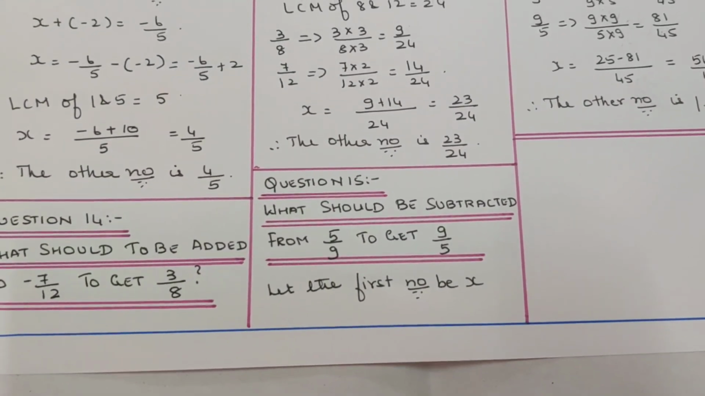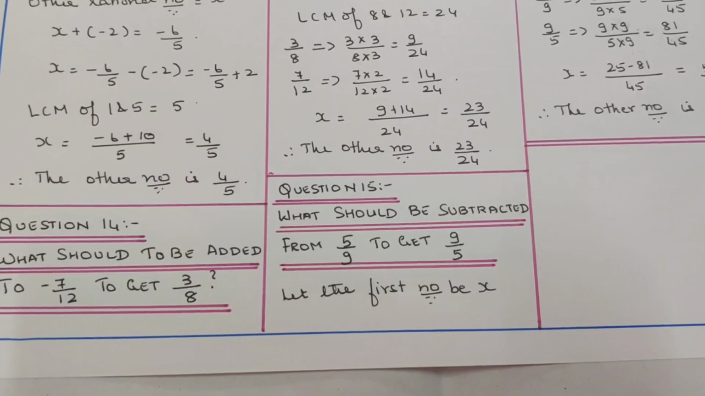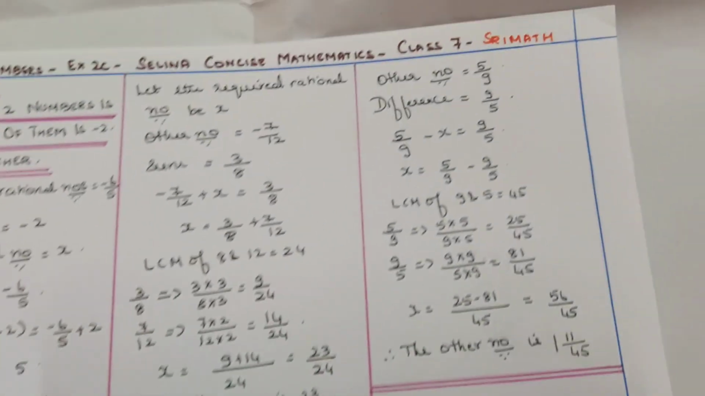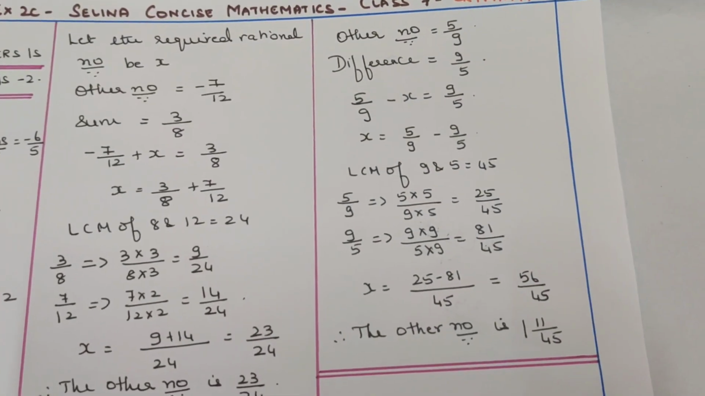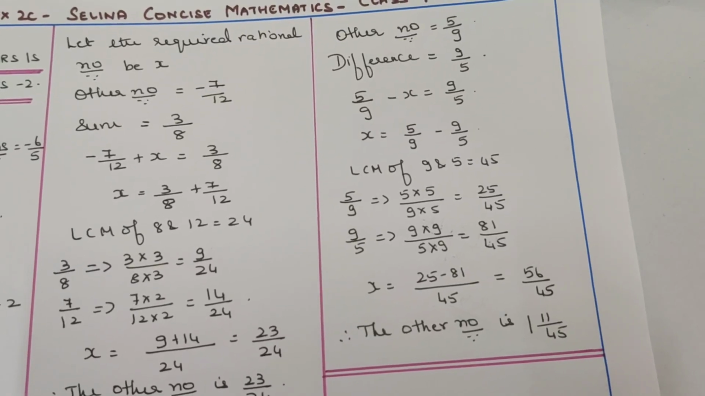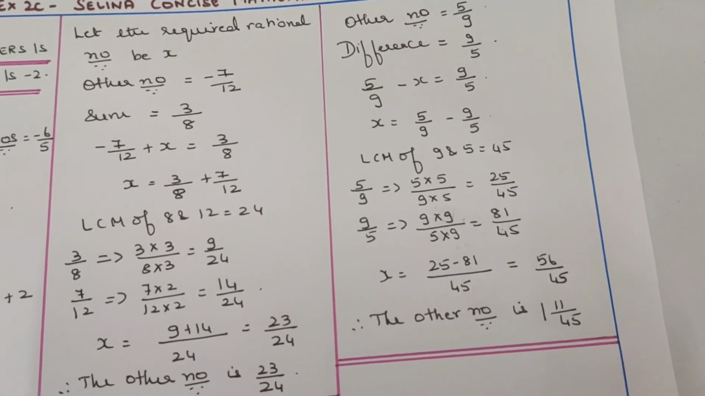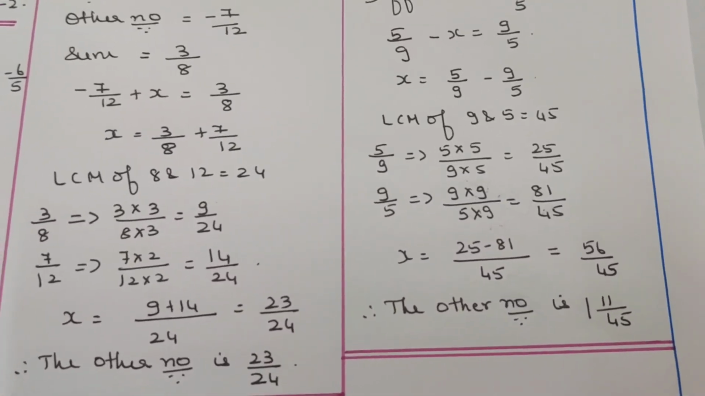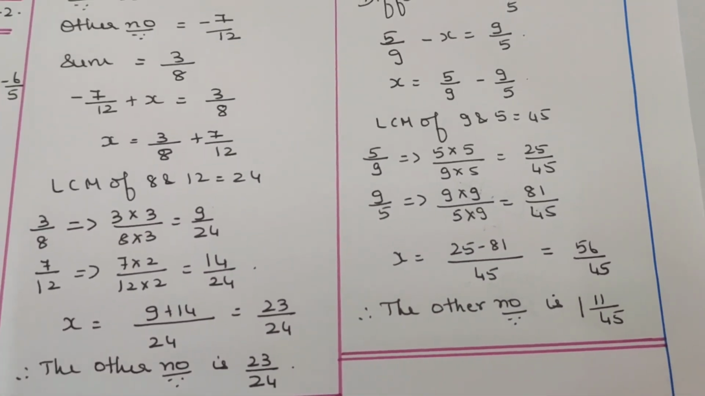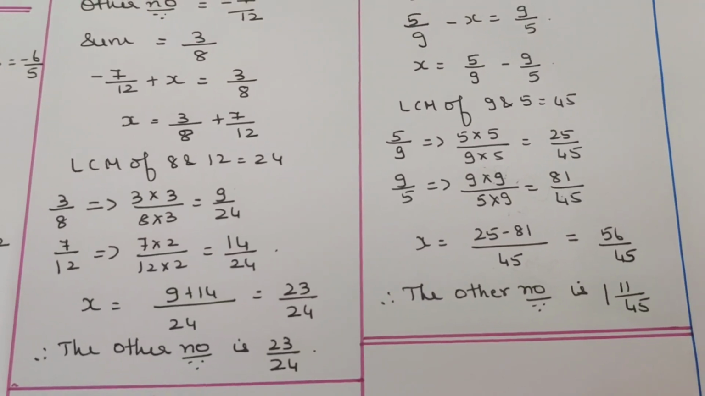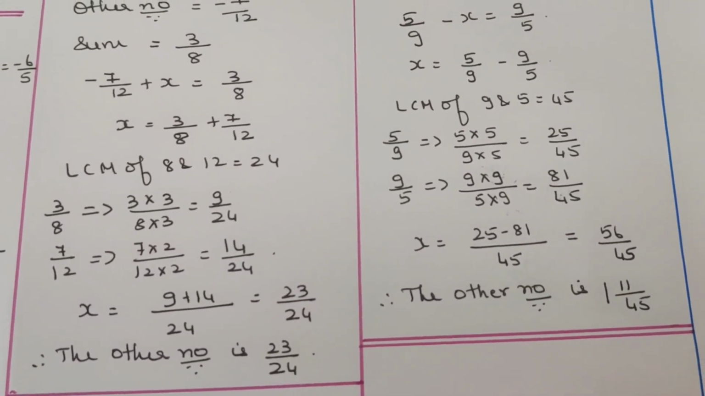What should be subtracted from 5 by 9 to get 9 by 5? Let the required number be x. Other number be 5 by 9. Difference is equal to 9 by 5. 5 by 9 minus x is equal to 9 by 5. X is equal to 5 by 9 minus 9 by 5. When you take the LCM of 9 and 5, it becomes 45. Therefore, x is equal to 25 minus 81 by 45.